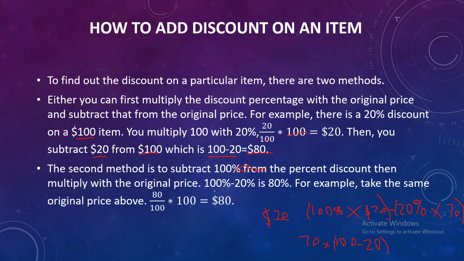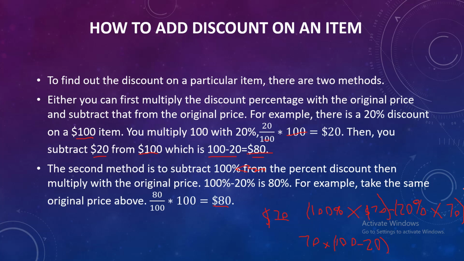So 100% into 100 is 1 into 100, which is $100, and then minus 20%, which is the discount, it's 80%. So now we need to calculate 80% of 100, which is $80. So we get the same price after the discount, right?